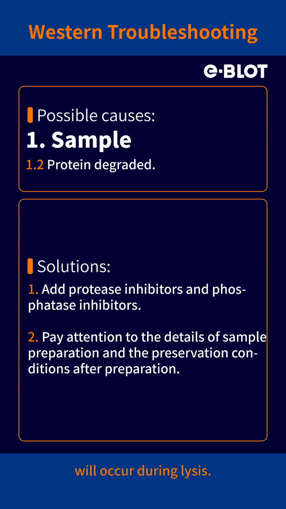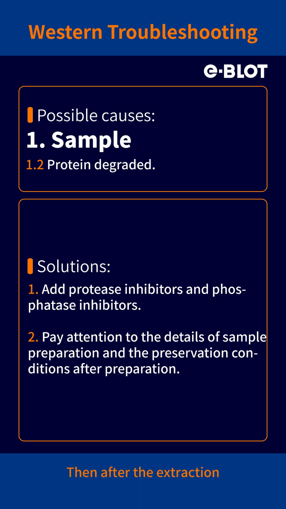Second possibility, the samples are degraded. Degradation of the sample will occur during lysis. Then this requires that the sample from which the protein is extracted be as fresh as possible. We must keep the temperature low during extraction. Before extraction, be sure to add the appropriate protease inhibitor to the lysate. If it's a phosphorylated protein, phosphatase inhibitors should also be added.